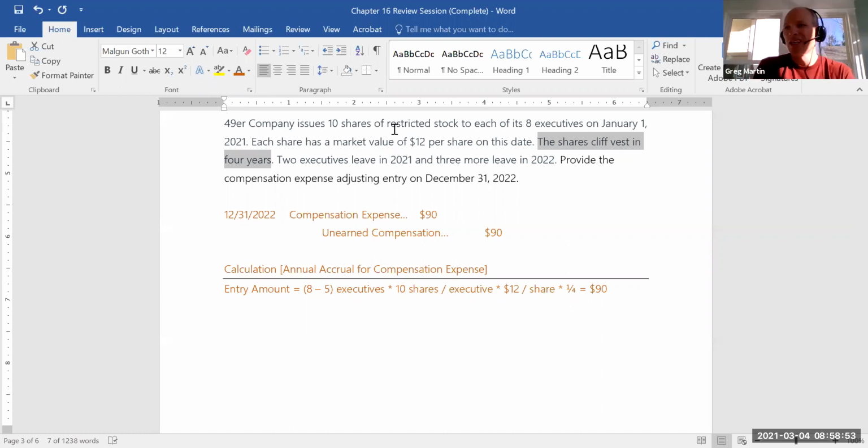So the only thing that differs if employees start leaving is that it would change the entry amount, but only because the number of executives changes. And so in the first year, 2 executives left, so the first year it would have been 6. And then the second year, because 3 more leave, it's down to 3. And then in the third year, it would stay 3 unless somebody else left. Then it would go down to, whatever it might be. All right, thank you.